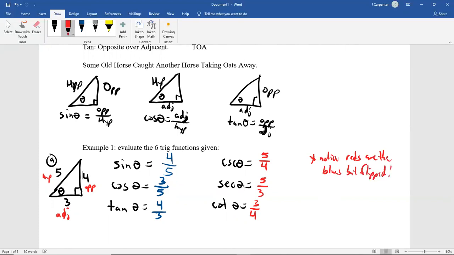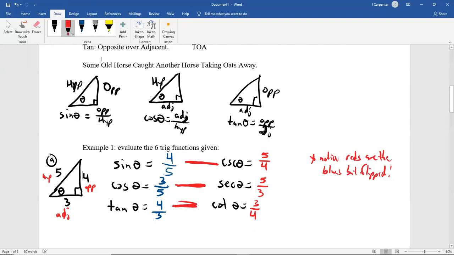4/5 flipped is 5/4. 3/5 flipped is 5/3. 4/3 flipped is 3/4. Now, there's, again, an association here. I can't just put the cotangent next to the sine and say that that's the flip of that. 4/5 is not flipping 3/4. These two are directly linked together in terms of a flipping, and these two are linked in terms of a flipping, and these two are linked in terms of a flipping.